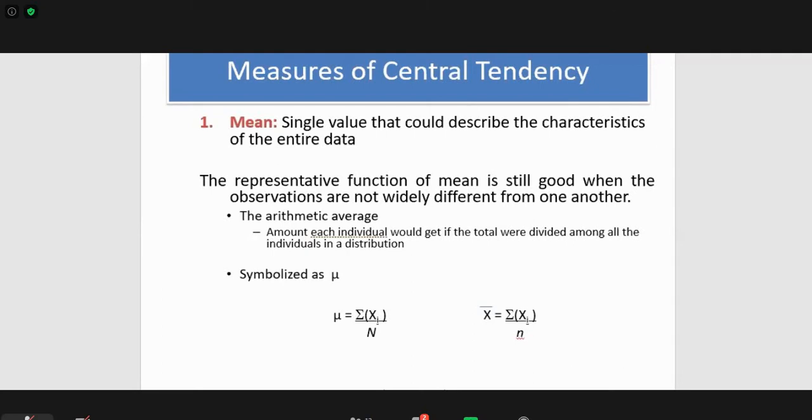One is mu, one is x bar, right? Whenever mu, the Greek symbol, is written in the textbook or in a formula, it means it's for the population. Because for population we usually use Greek symbols, and for sample we use Roman letters like X bar, Y bar, Z bar, whatever it is. So mu is your population mean. The sigma is the summation sign. You have to sum all the observations and divide by the number of observations.